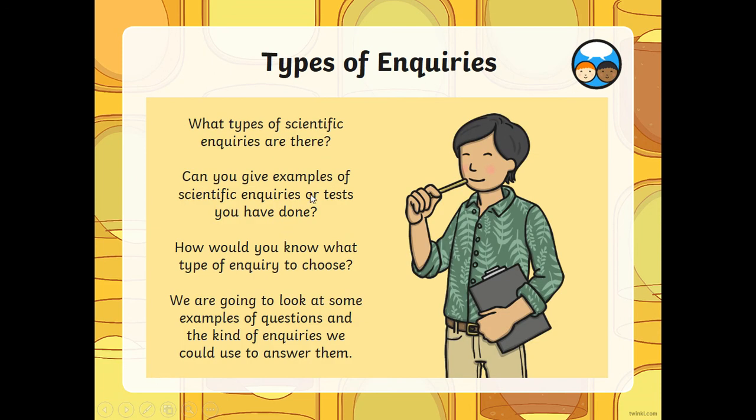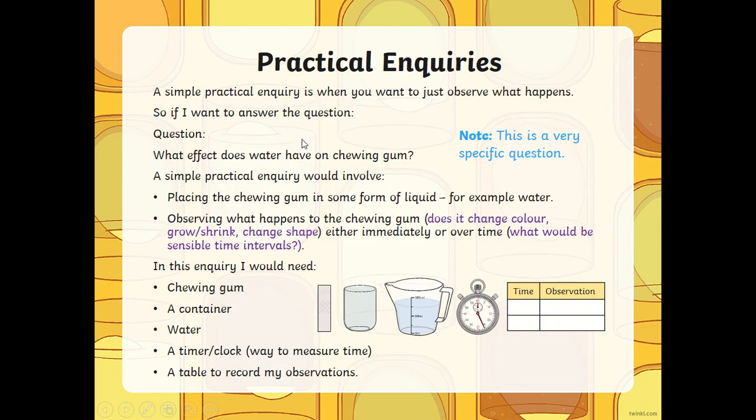Okay, so I keep mentioning inquiries, scientific inquiries. So what types are they? Can you think of any inquiries or tests that you've done in the past in any of your other classes? How would you know what type of inquiry to choose? Okay, we're going to look at some examples of some questions and the kind of inquiries we could use to answer them. So let's have a look. Right, a practical inquiry is a very simple thing, is when you want to just observe what happens. So if I want to answer the question, what effect does water have on chewing gum?